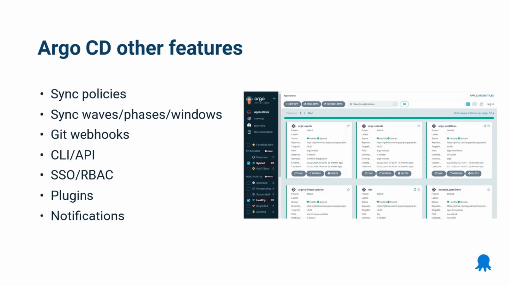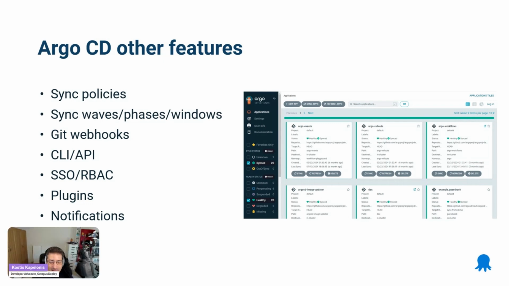Like Argo Workflows, there are several more features on Argo CD. You can define the order of resource deployment. You can define time periods where no deployments are allowed. There is, again, a CLI and an API, an SSO and RBAC for the UI. There are plugins. There are thousands of things. We don't have time here today to talk about them. You should look at the documentation and see what is offered.